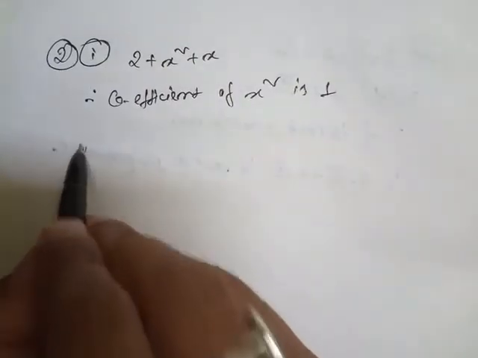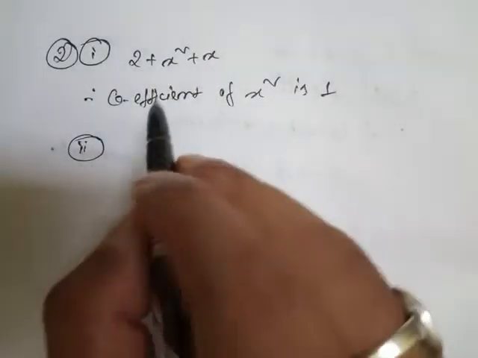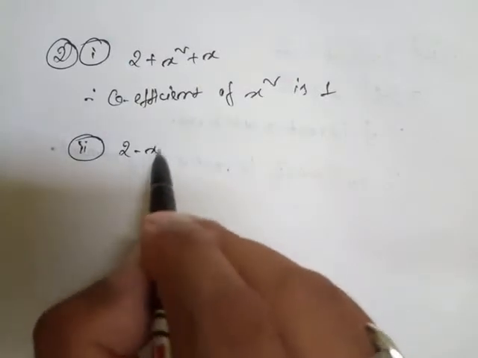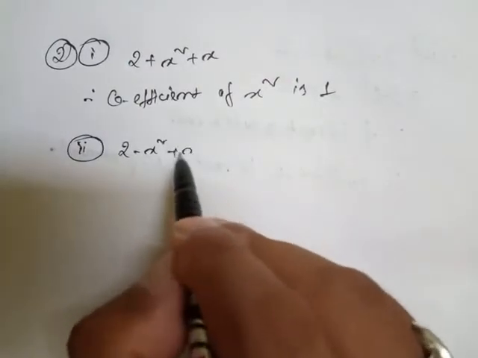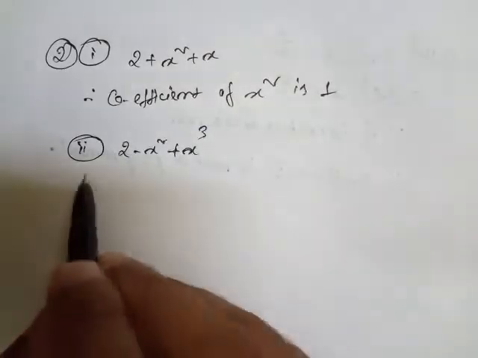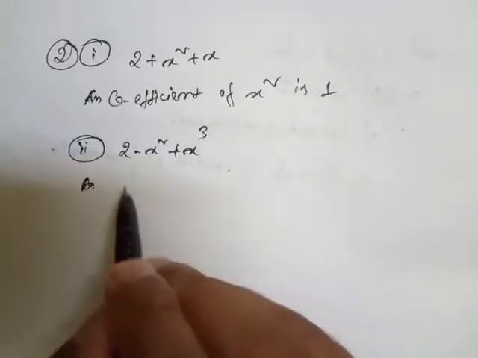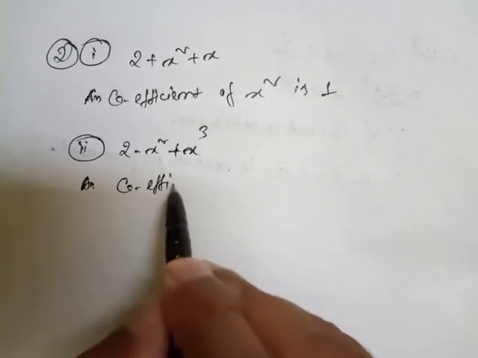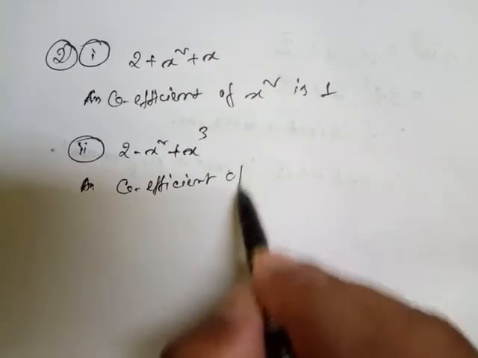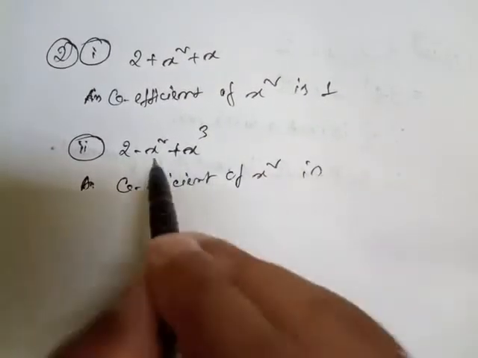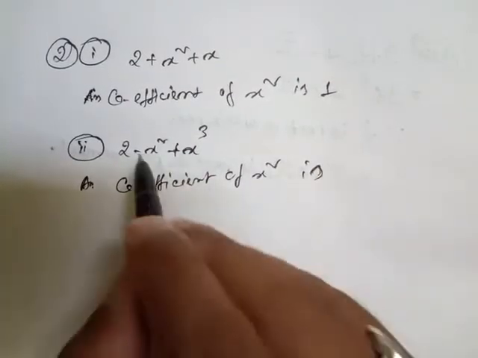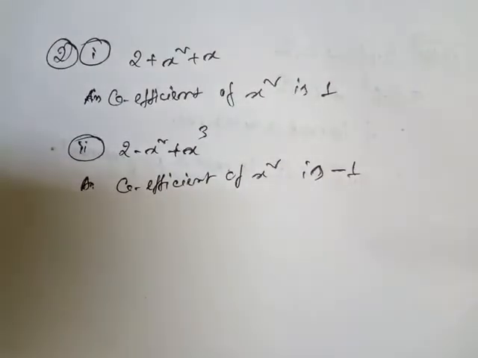Now Roman 2, the question is 2 minus x square plus x cube, so we'll write the answer: coefficient of x square is, with x square there is only minus 1, so we write here minus 1.